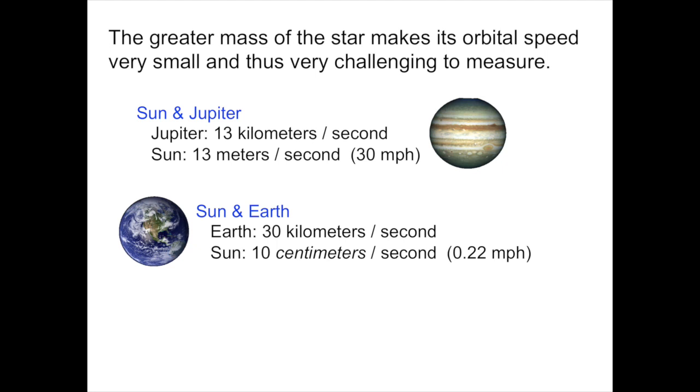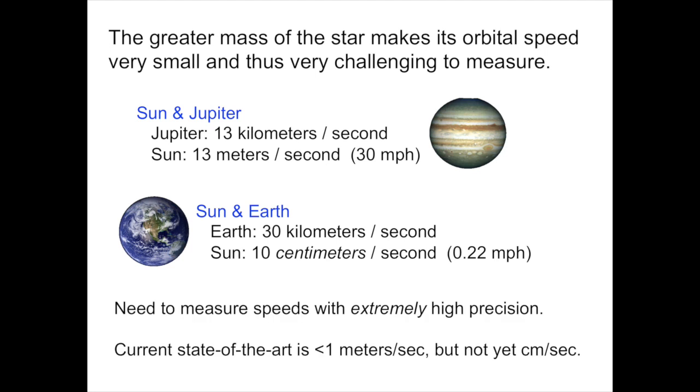However, the Sun's motion in response to the gravity of the Earth is a lot smaller. The Earth is nearly a million times smaller than the mass of the Sun. And as a consequence, the Sun's reflex motion due to the gravity of the Earth is only 10 centimeters per second, or about 0.22 miles per hour. That's the equivalent of a very slow walk.